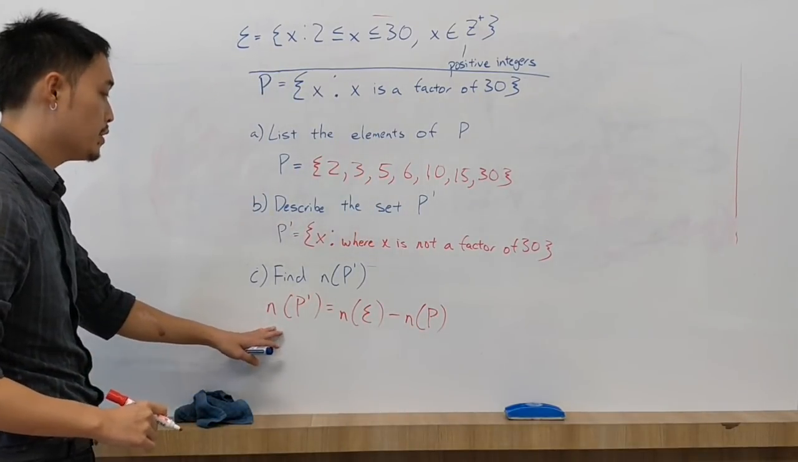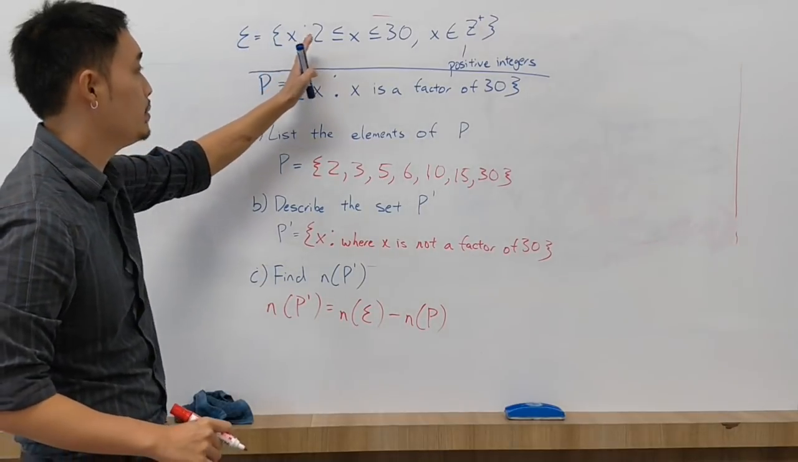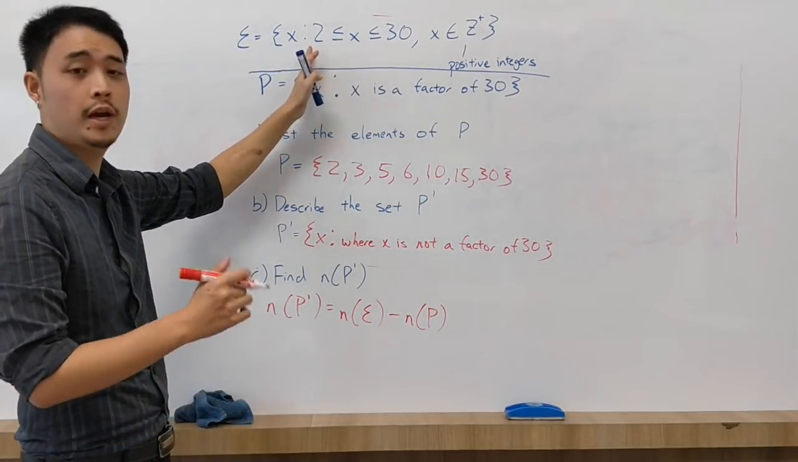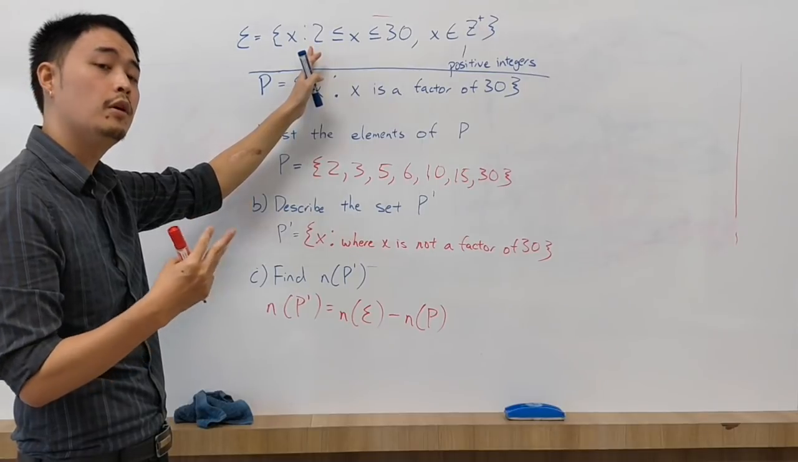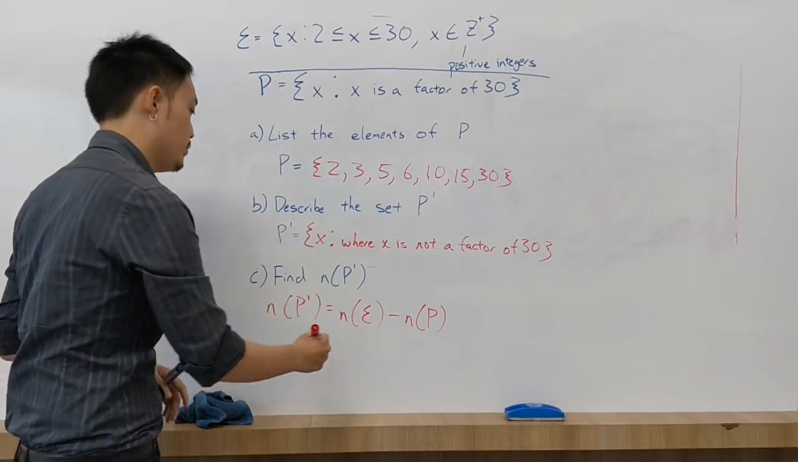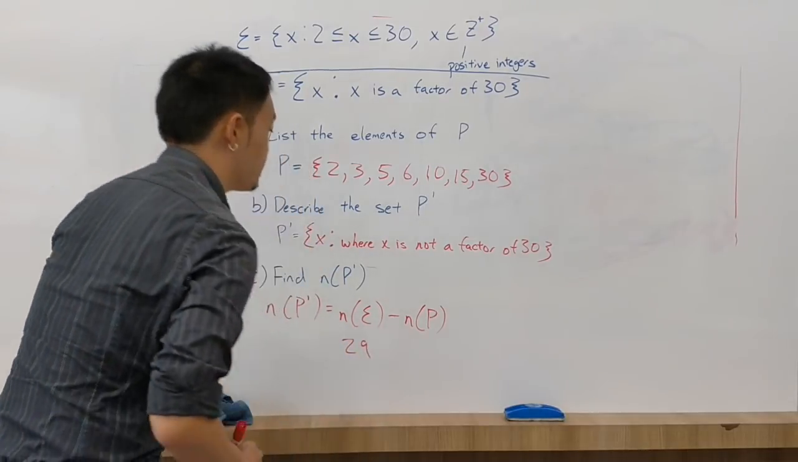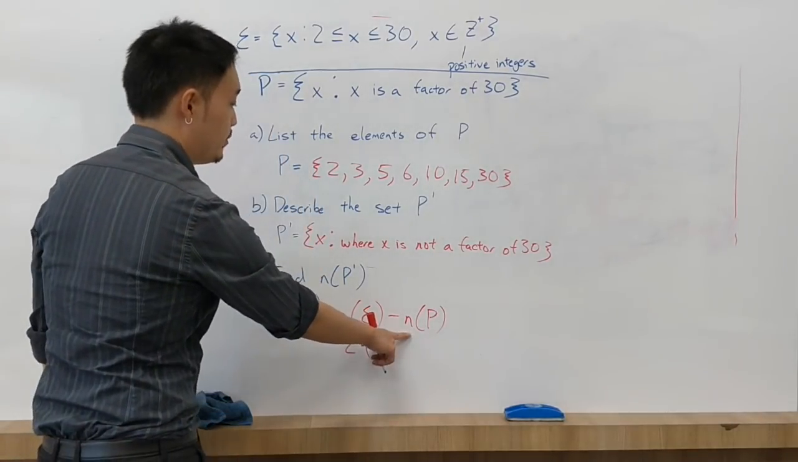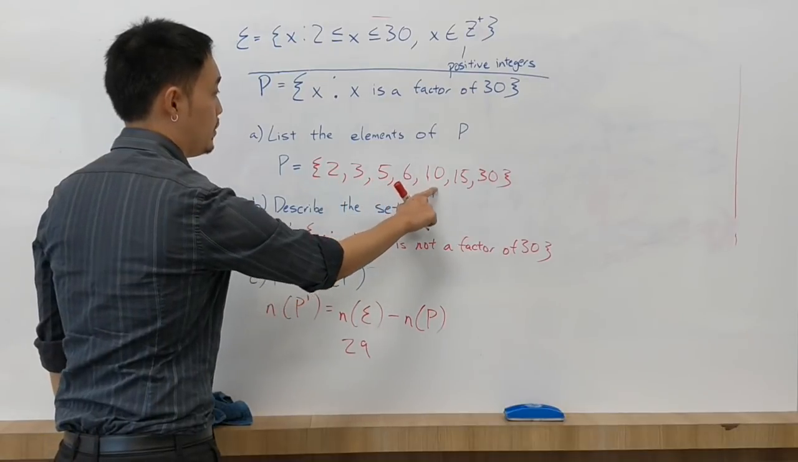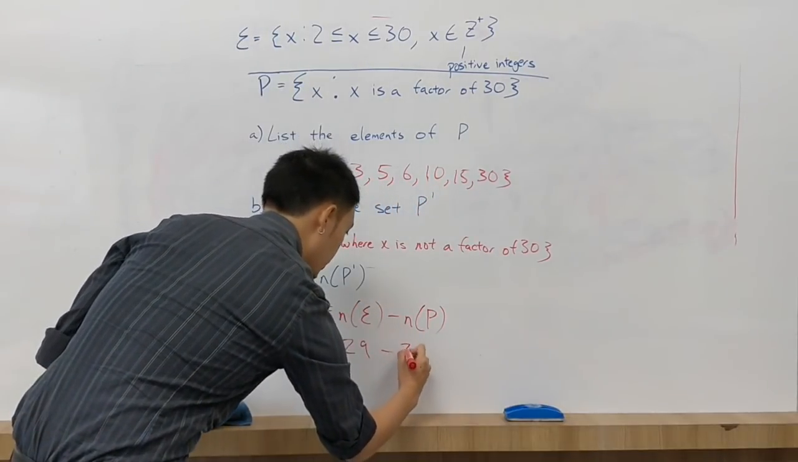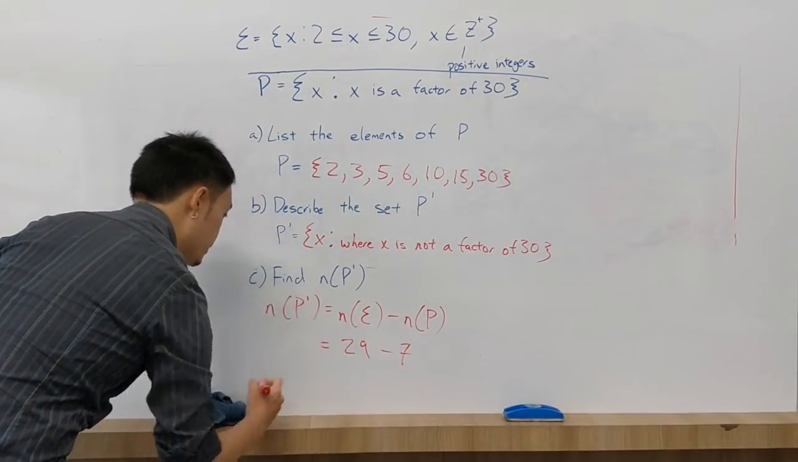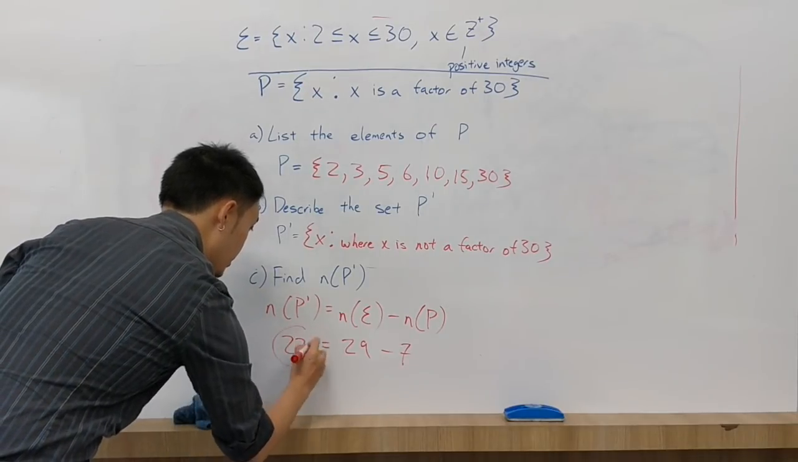So in this case, if we take the number of elements within the universal set, that's, if you count them, 2, 3, 4, 5, 6, and so on. If we count them up, you would find that the number of elements in there is actually 29. And you would find the number of elements within P, well, 1, 2, 3, 4, 5, 6, 7. So our answer, 29 minus 7, is 22.